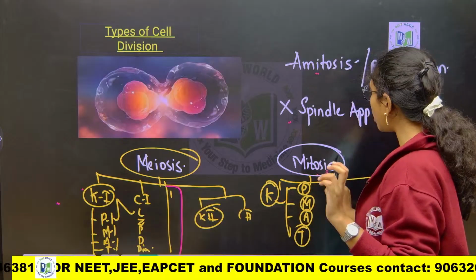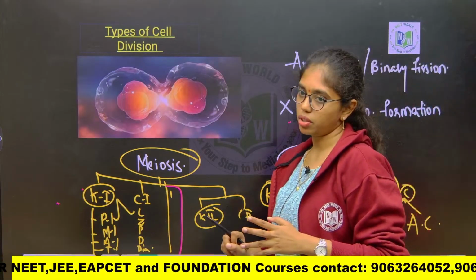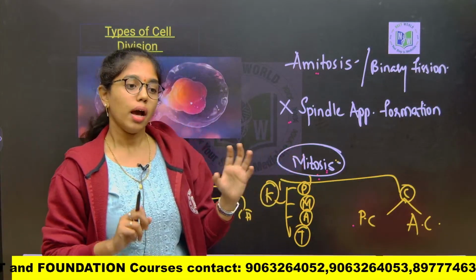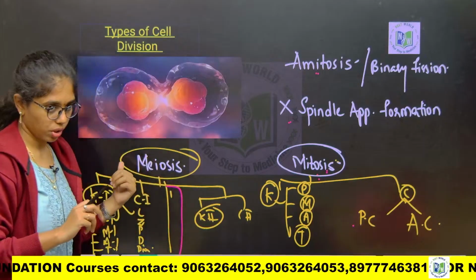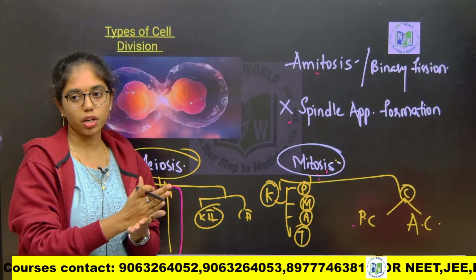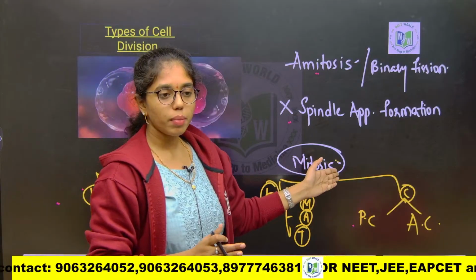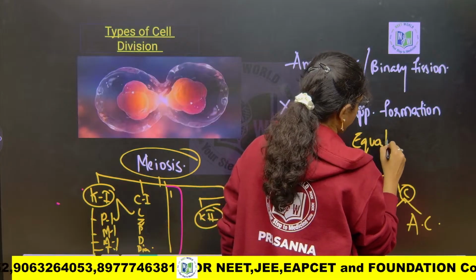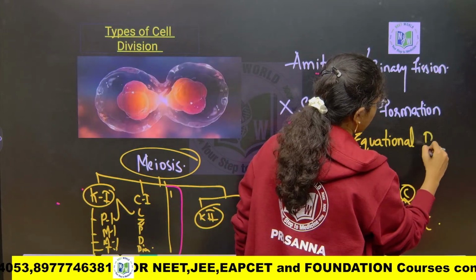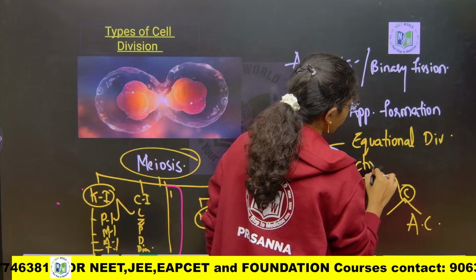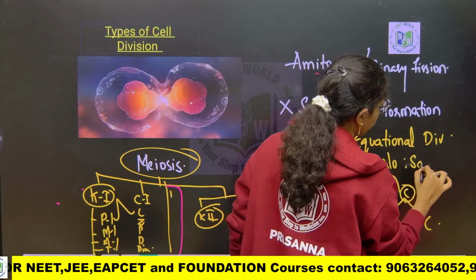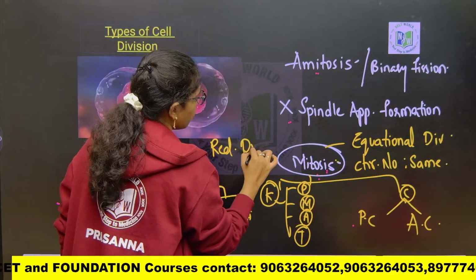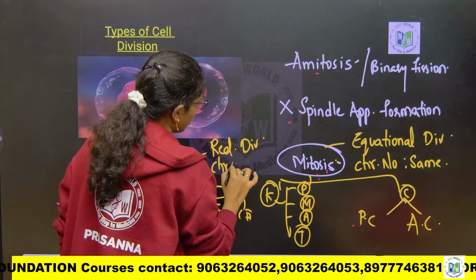And mitosis is called as equational division. Ploidy is maintained. Here the chromosome number remains same, that is why it is called as equational division. Meiosis is called as reductional division because the chromosome number gets half in the daughter cell.